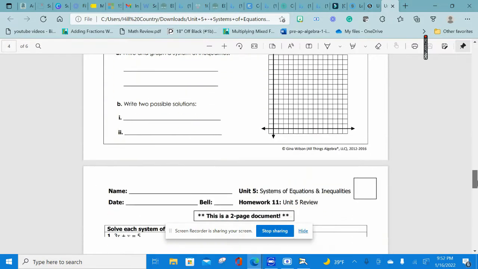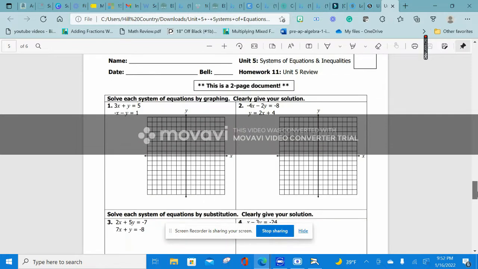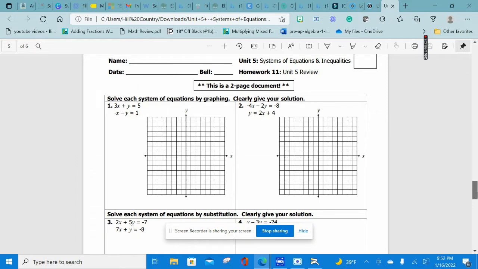And then after I finish the review, you should do this page here. And I will post the solution to this page so that as you're working through some things by yourself, you can check and make sure you're on the right track. All right, so let's just jump into it now.